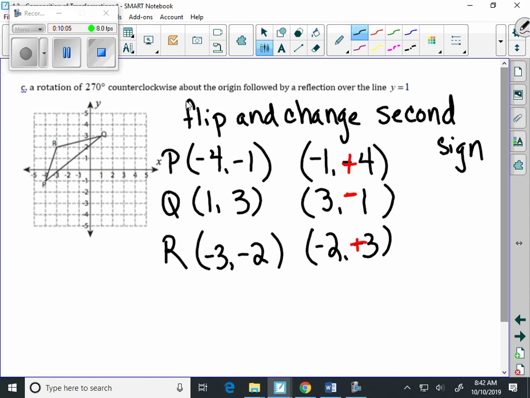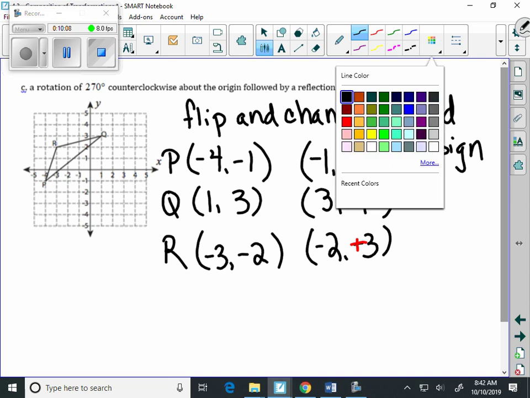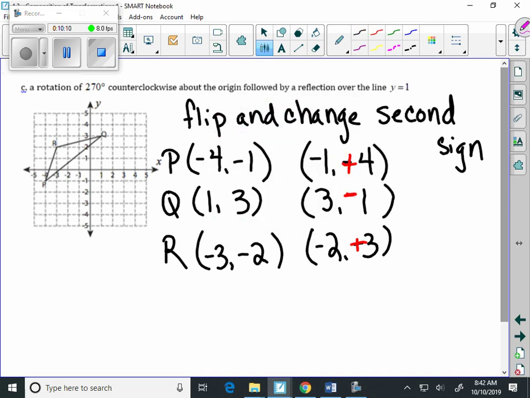And now we're going to graph those values. And I think I'm going to switch colors on this one. The -1, 4. Here's our new P. And 3, -1. There's our new Q. And our new R is -2, 3. So there's our first transformation.